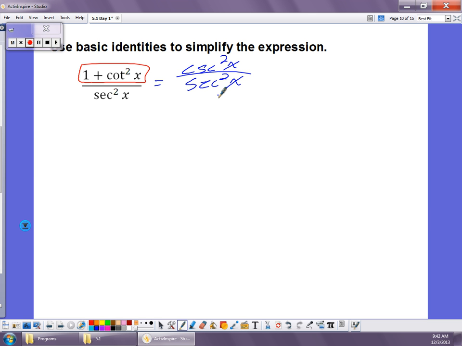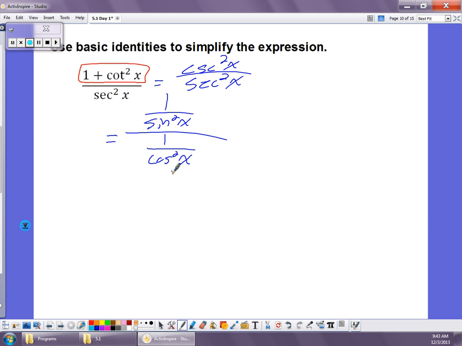So now, does anyone remember what that second step was? Once we get to where we don't see any more identities, anything else we can simplify, what do we want to do? Right, so now we write as sine and cosine, if we can. So what is cosecant in terms of sine or cosine? So we have 1 over sine squared x over secant squared, which was 1 over cosine squared x, right?